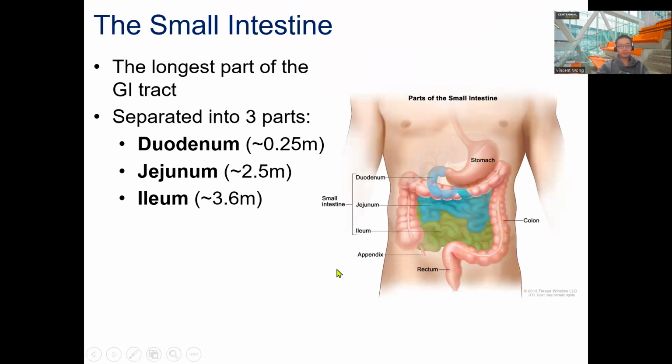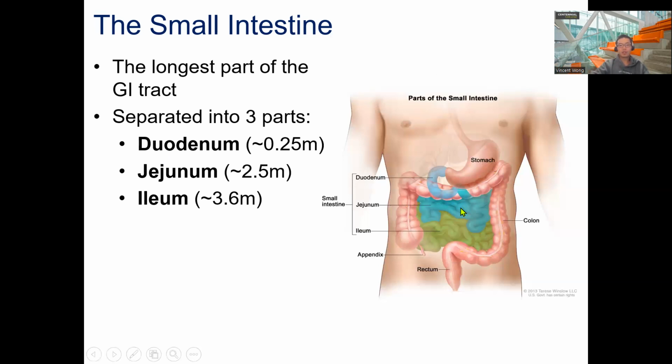It's almost 6 to 7 times as long as your height. And it's separated into the duodenum, the first part, which is shown here in light blue. It's the shortest part of the small intestine, about a quarter of a meter, or about 12 inches long. So very, very short compared to the rest.